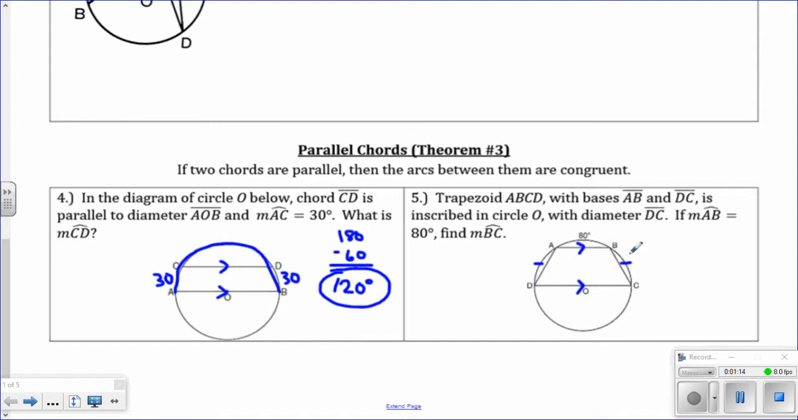So we're going to take a semicircle, 180. We're going to subtract that 80 degrees up on the top, and we get 100. Then those two arcs, because they're the same degree measure, we would just divide by 2, and we get that arc BC is 50 degrees.